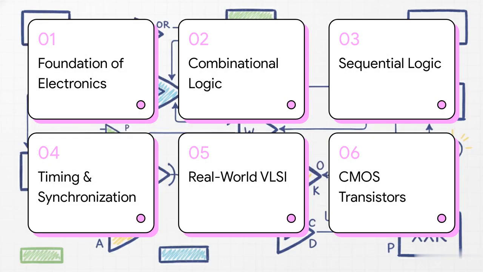First, we'll cover the foundation of electronics, then move into combinational logic for pure computation, followed by sequential logic to add memory. After that, we'll tackle timing and synchronization, look at real-world VLSI applications, and finally, how we physically build all of this with CMOS transistors.